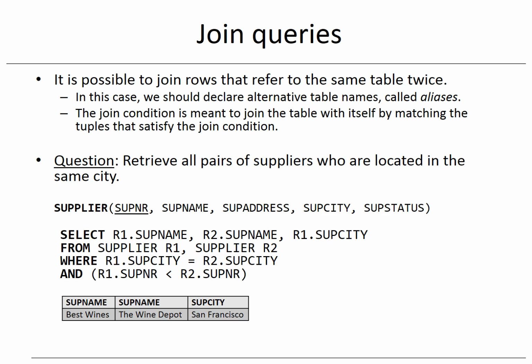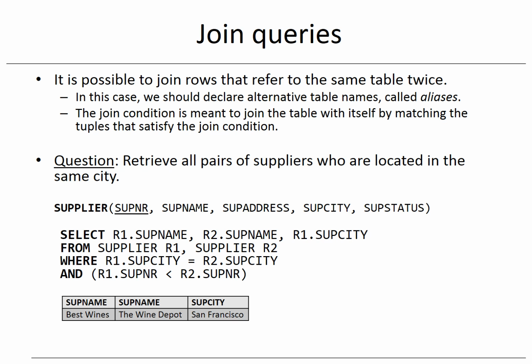In SQL, it is possible to join rows that refer to the same table twice. In this case, we should declare alternative table names called aliases. The join condition is then meant to join a table with itself by matching the tuples that satisfy the join condition. Consider the following question. Retrieve all pairs of suppliers who are located in the same city.